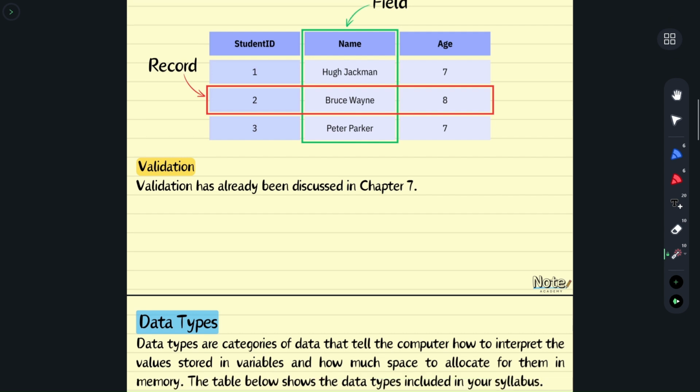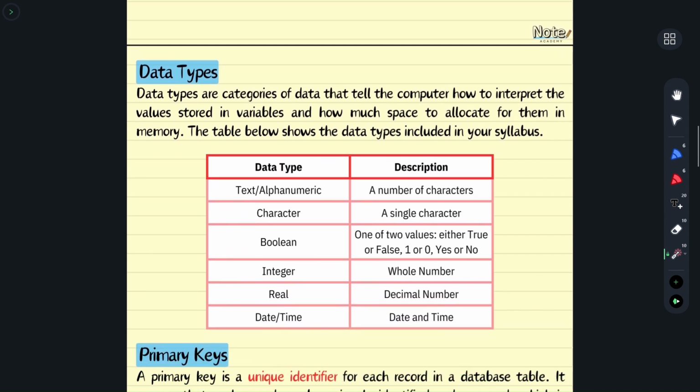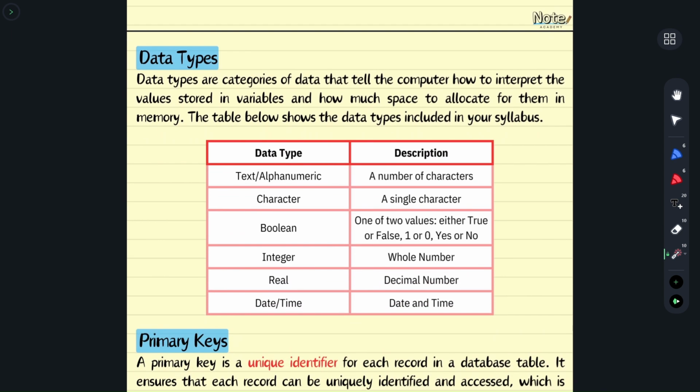Coming down to the data types that are actually included in our syllabus. Data types are basically, as I told you before, categories of data that tell the computer how to interpret the values. The data types in our database that we can use are text, character, boolean, integer, real, and date time. Text is basically just a number of characters. Character is only storing one single character. Boolean can only have two values. It can either be true or false, one or zero, yes or no. It depends on your use case.